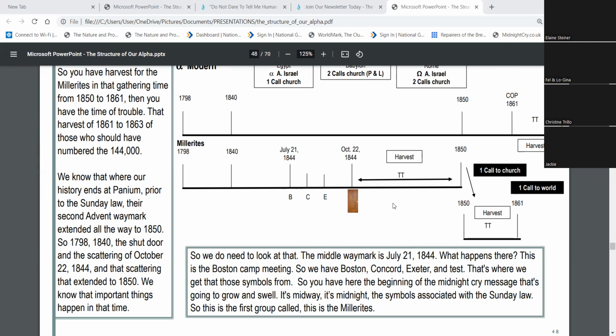The middle waymark is July 22nd, 1844. What happens there? This is the Boston camp meeting. So we have Boston, Concord, Exeter, and Test. That's where we get those symbols from. So you have here the beginning of the midnight cry message that's going to grow and swell. It's midway, it's midnight, and the symbols associated with the Sunday Law. So this is the first group called, this is the Millerites.